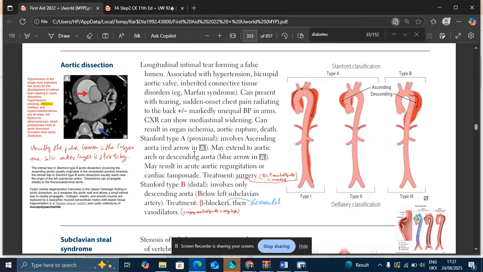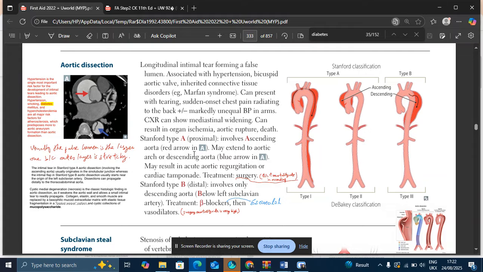Okay, now let's talk about the treatment. The first and most important treatment is to control the heart rate and blood pressure, because if the heart rate and blood pressure remain high, it increases the severity of the dissection. We control blood pressure and heart rate with beta blockers. The first line treatment for aortic dissection is going to be beta blockers, and the best example is esmolol.